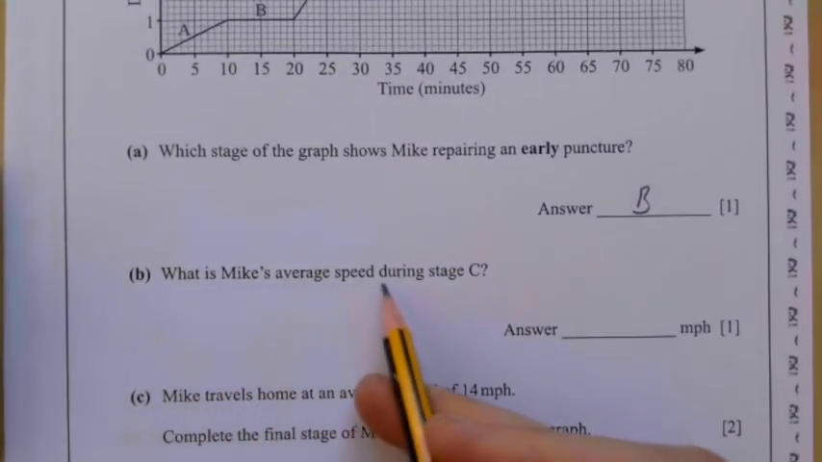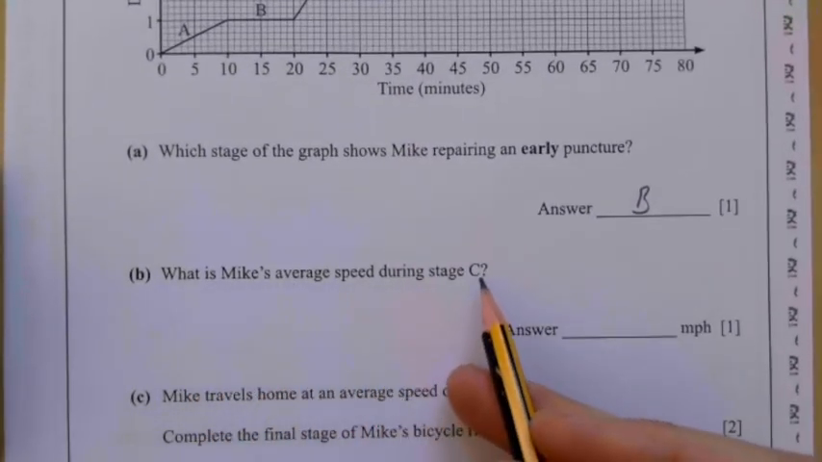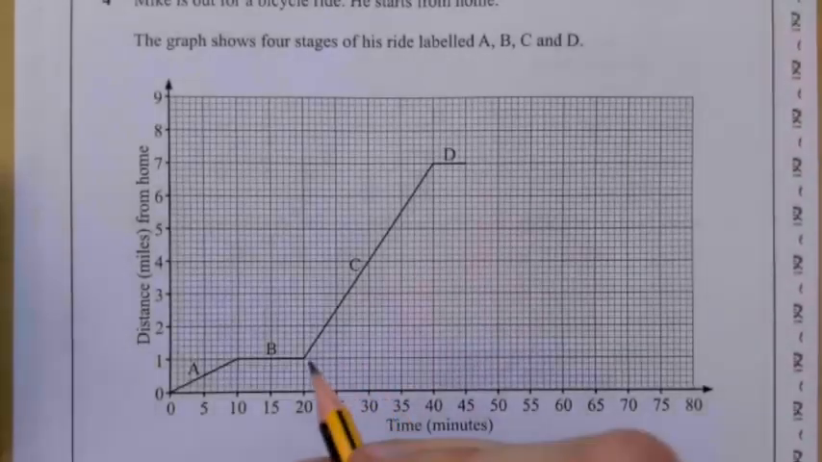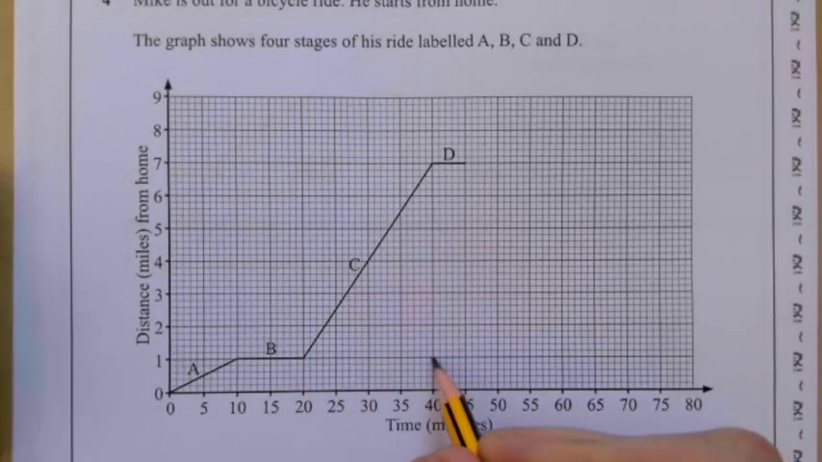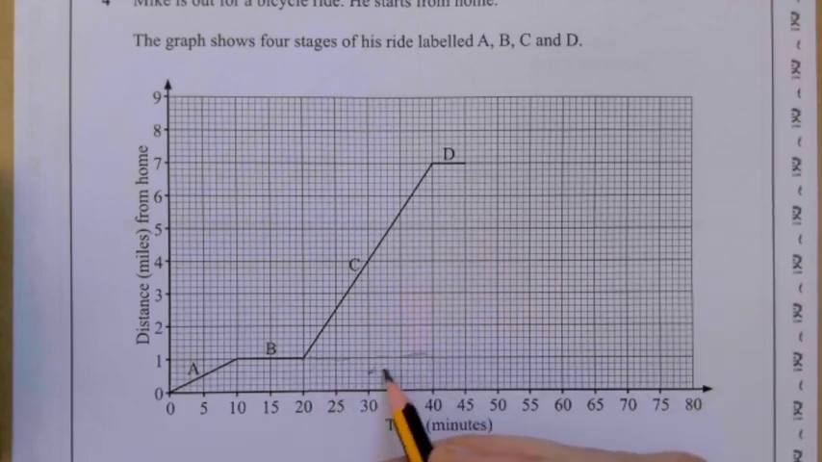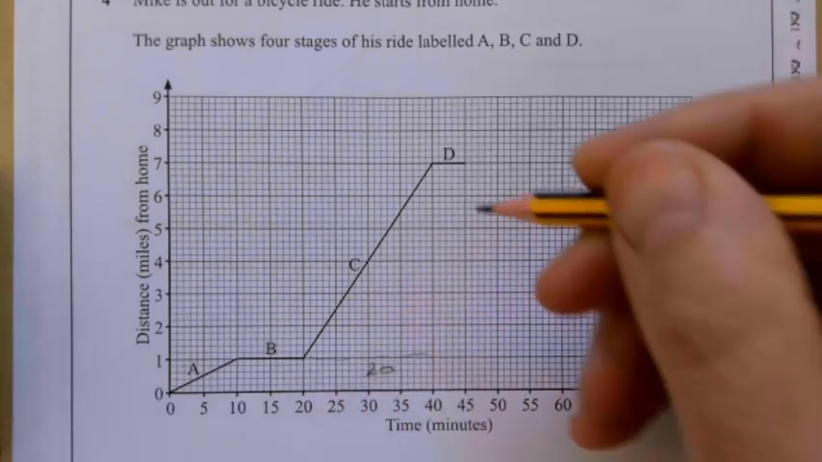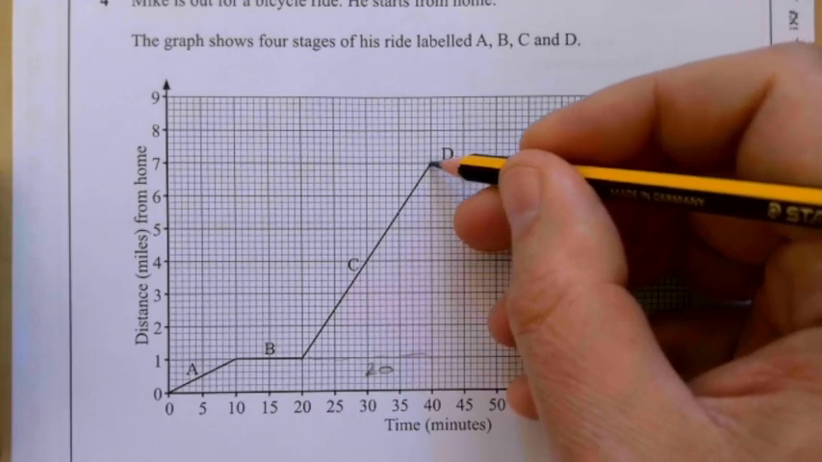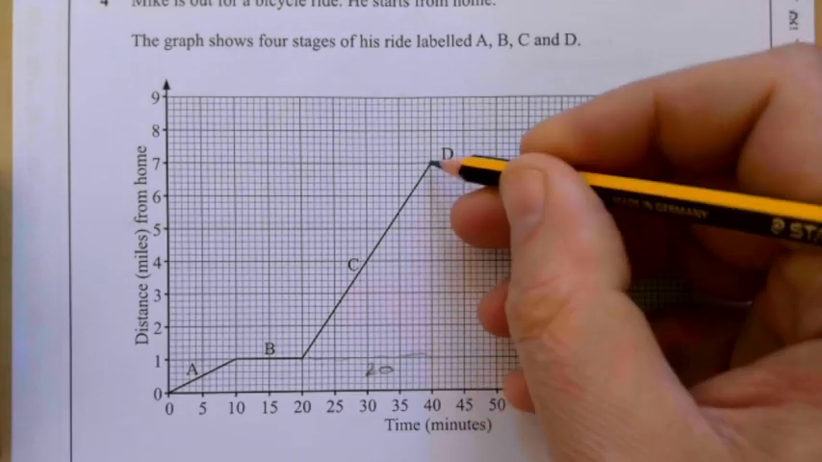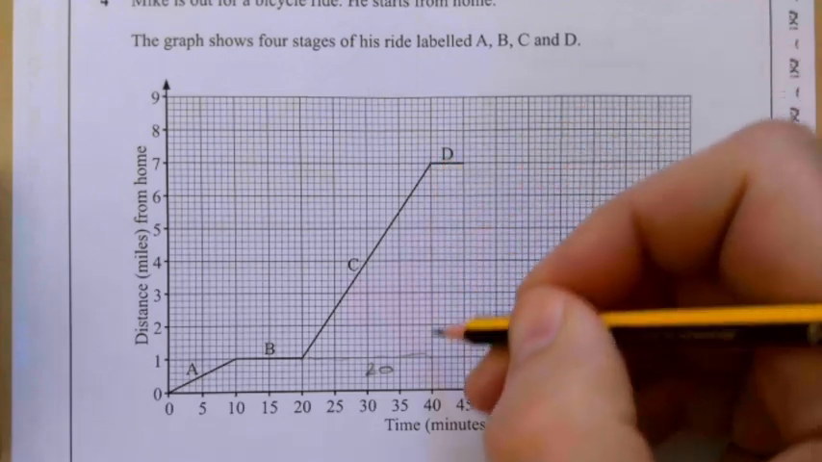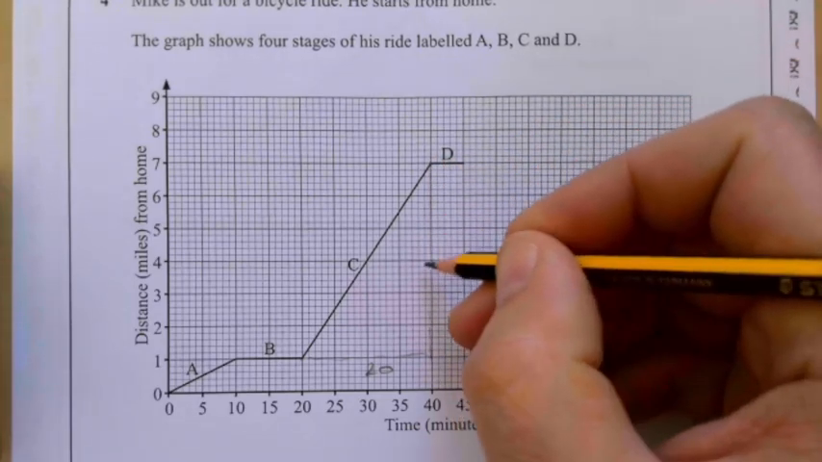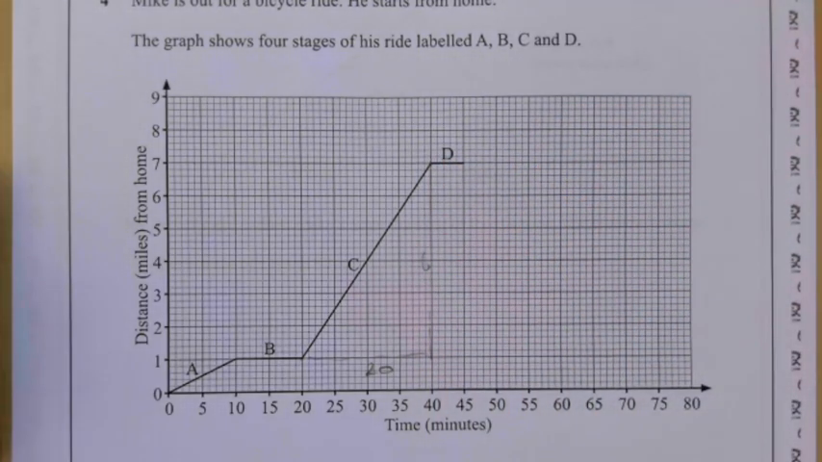What is Mike's average speed during stage C? Okay, well, he travels for between 20 and 40. So he travels there for 20 minutes. And the distance he travelled then is, so he goes between 7 there and 1. So the distance that he's travelled is going to be 6.